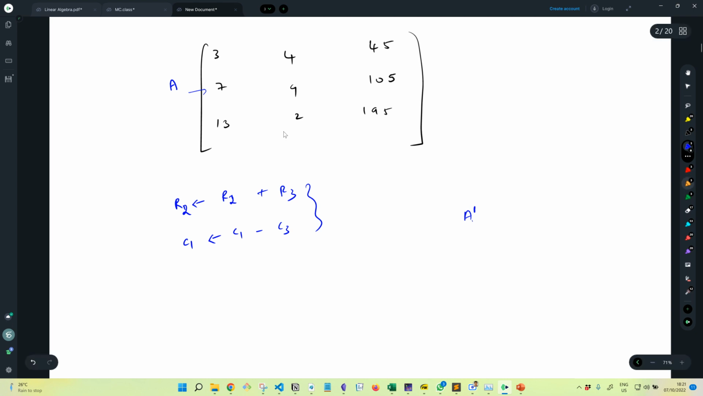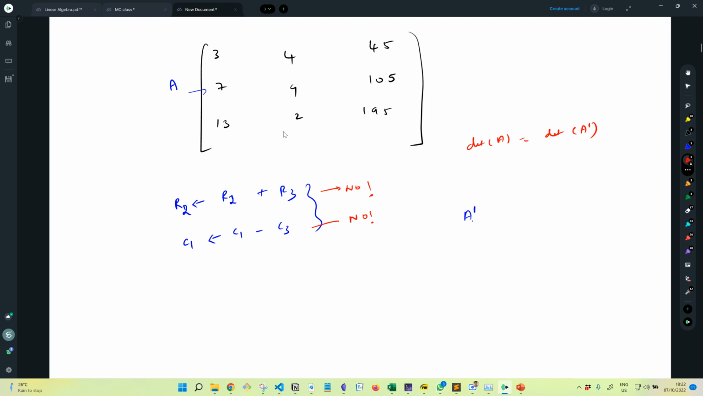Now, in last class we saw some properties. If you perform a linear combination, will the determinant get affected? No. So this operation will not affect the value of the determinant. Similarly, C1 equals C1 minus C3 is also an elementary operation applied to columns, and it will also not affect the determinant. So from these two operations, we know that determinant of A equals determinant of A prime.